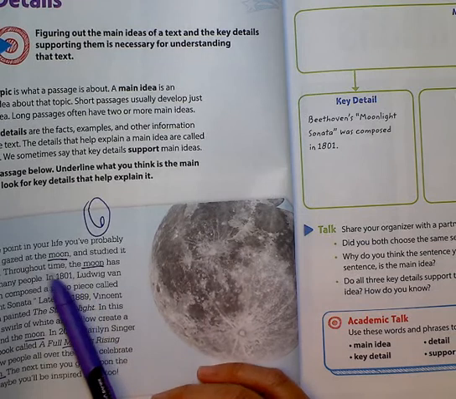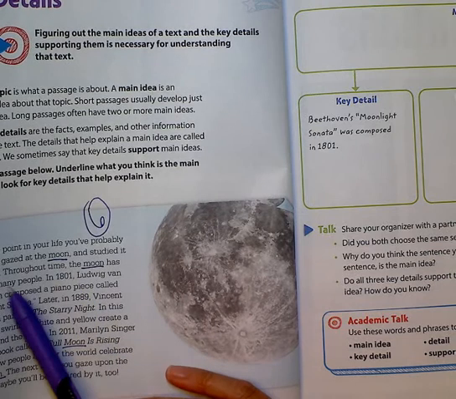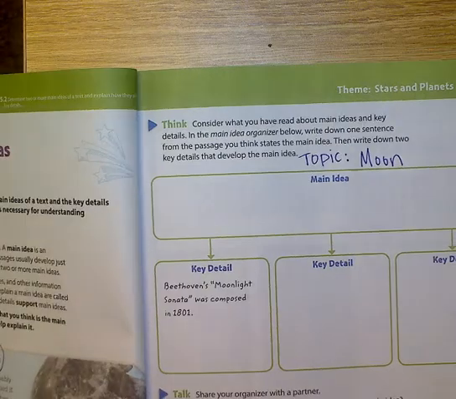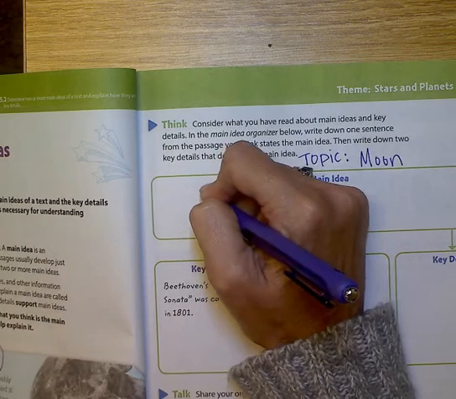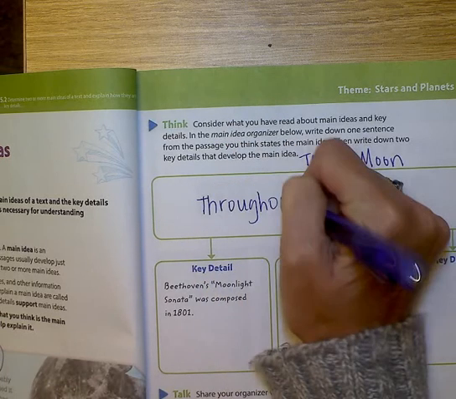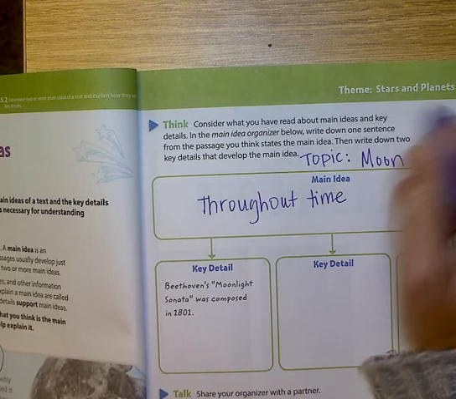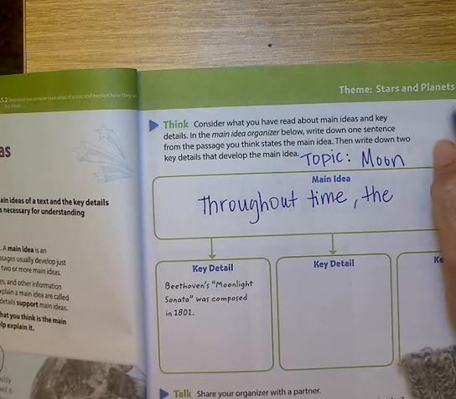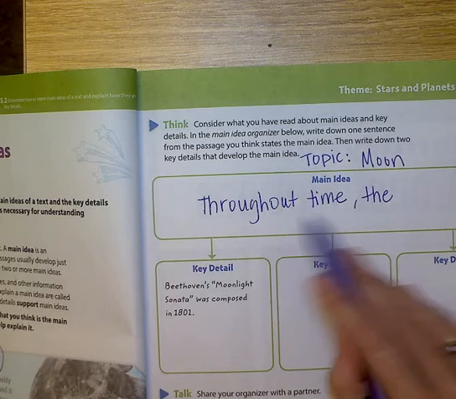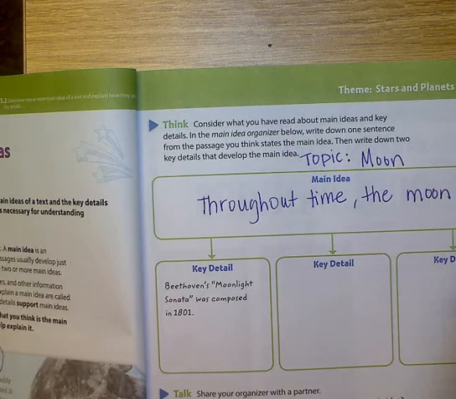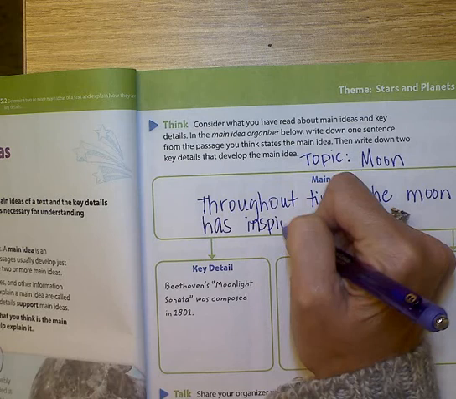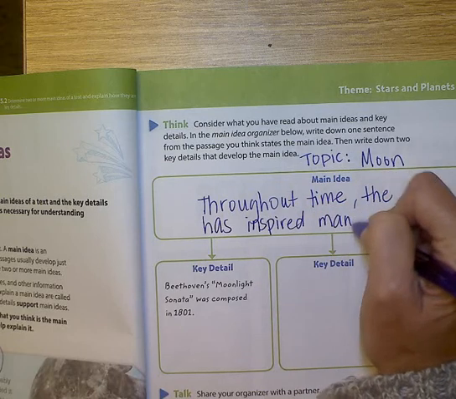Throughout time, the moon has inspired many people. I'm going to use that as my main idea. The reason it's throughout time is because the dates go from 1801 to 2011. Throughout time, the moon has inspired many people.